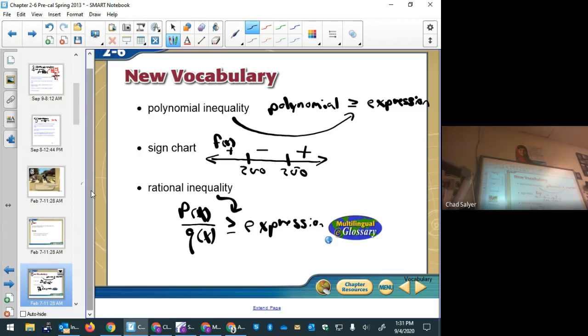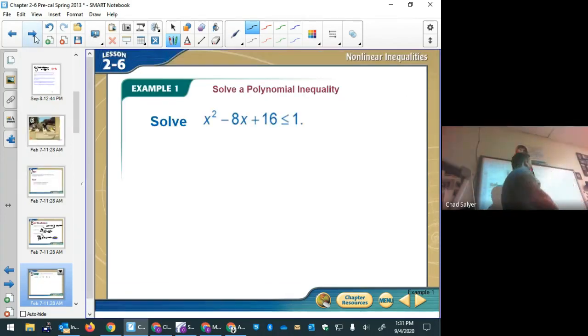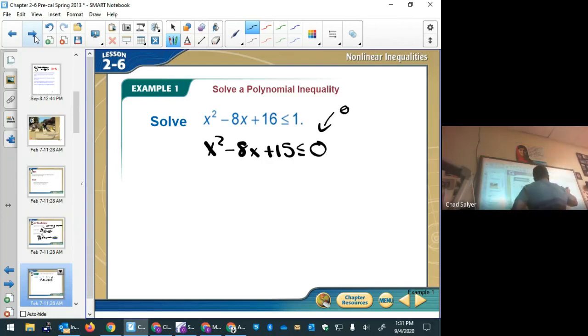Any questions about any of this stuff? All right, let's apply it. First off, task number 1 will be to relate your polynomial to 0. So I need to get 0 on one side of this equation. The way I'm going to do that in this case is subtract 1 from each side. So you need to get one side equal to 0.